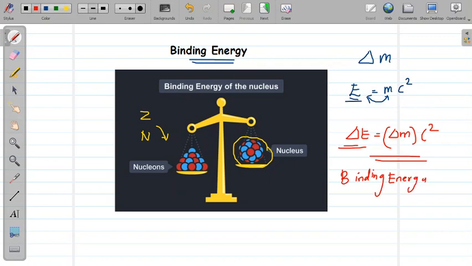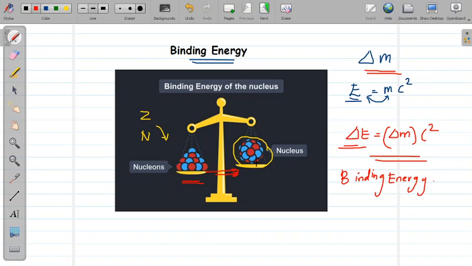So this energy is called binding energy. So we know if we weigh nucleons separately, then it will weigh higher, and if we weigh the same nucleons combined together in the nucleus, the weight is a little less, and that mass difference between the nucleons and the combined nucleus is called mass defect, and its equivalent energy is called binding energy. So this binding energy is what binds the nucleons together in a nucleus.